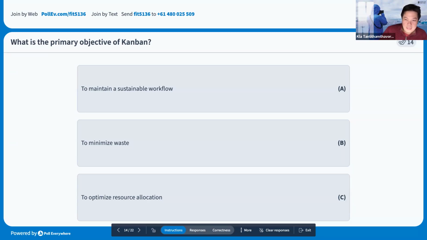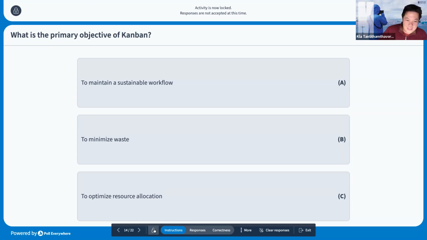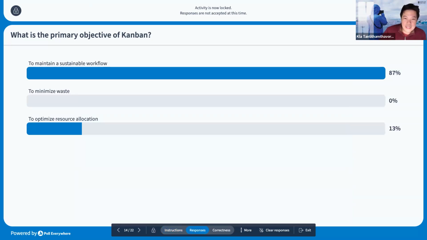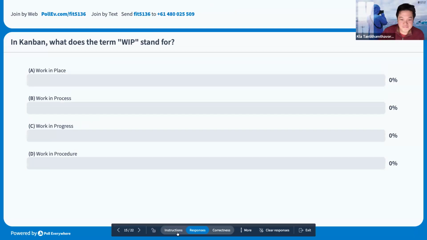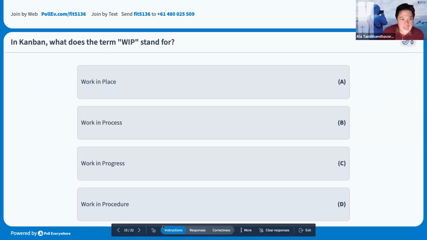All right. Let's see the response in 5, 4, 3, 2, 1. Let's see the answer together. Answer choice A, to maintain a sustainable workflow. That's the primary objective of Kanban. Next, in Kanban, what does the term WIP stand for?